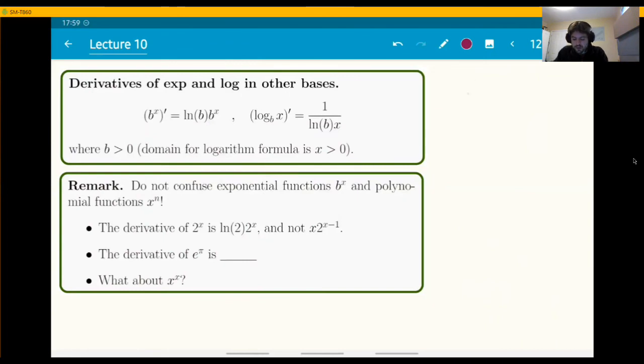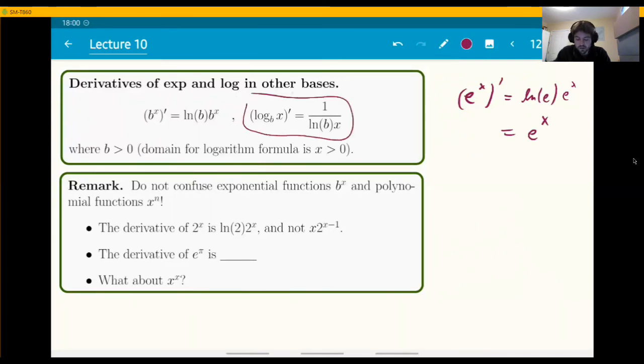So for example, we know e to the x prime, according to this formula right here, it should be ln of e times e to the x, which is true because ln of e is 1. So this is really just e to the x. All right, so this formula generalizes the derivative of the exponential function to different bases, like 2 to the x, for example. And similarly for the log in base e, the log with ln is the same as base e. So this ln of e that would be downstairs here would simplify to just 1. So that's why the derivative of ln is just 1 over x.